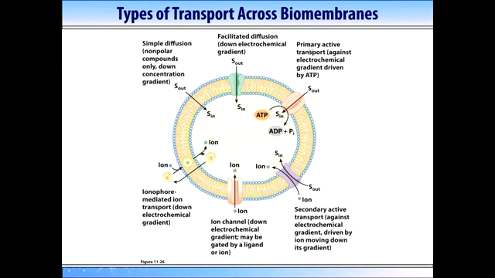Then there is primary active transport. We'll talk in a second about primary versus secondary active transport. Active transport is basically the opposite of facilitated diffusion. It is a type of transport where molecules are moved against their electrochemical gradients. In this sense, you need to supply energy to such a transporter. That would be the pump. So, the primary versus the secondary.